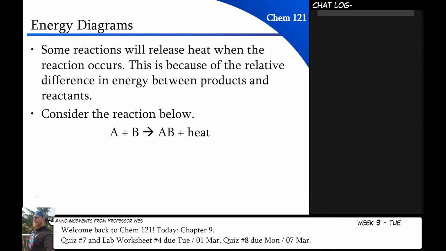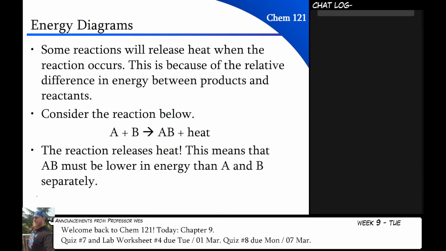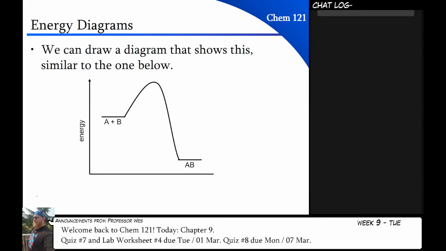So we're going to consider this reaction. I'm going to mix A and B together. When they combine, heat is released. So this would be a hot pack reaction. Since the reaction releases heat, that energy had to come from somewhere, and that came from A and B. The product, AB, must have less energy as a result. And so if we draw it on a diagram, it'd look like this.